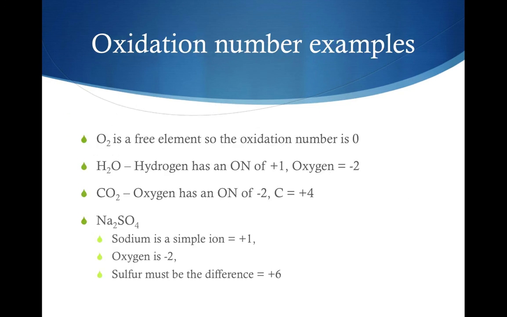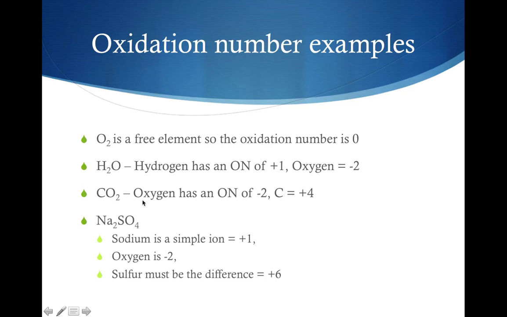So an example. Oxygen, O2, free element, so its oxidation number is 0. H2O. Well, hydrogen is pretty much always +1, so it's +1. Oxygen is -2. Now notice here, I said hydrogen's +1. The fact that there's two of them doesn't matter. We're interested in the oxidation number of a single hydrogen in there, not the total oxidation number of all the hydrogens.